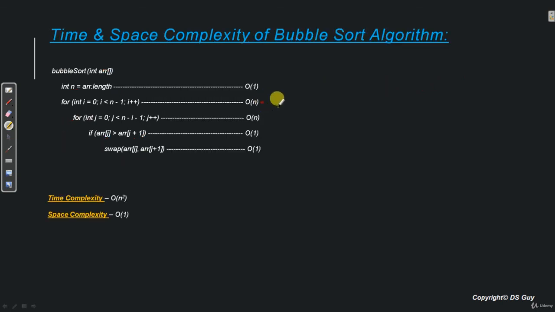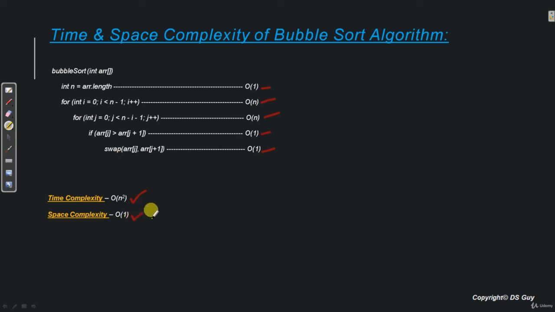So here we have two loops, and both of the loops typically run n number of times, and the rest of the operations are constant time operations. So if we multiply these two loops, because they are nested loops, it becomes n into n, that is n square. So time complexity is n square.